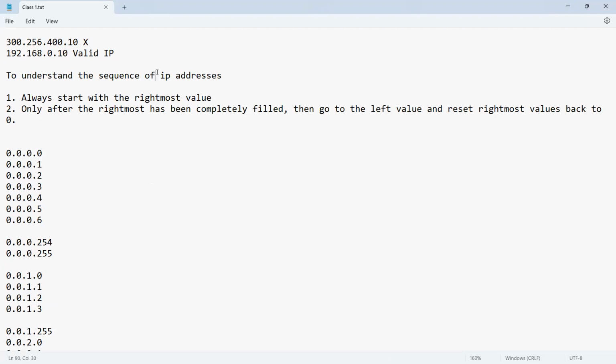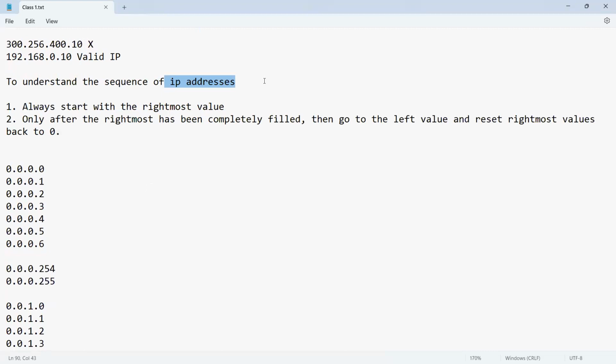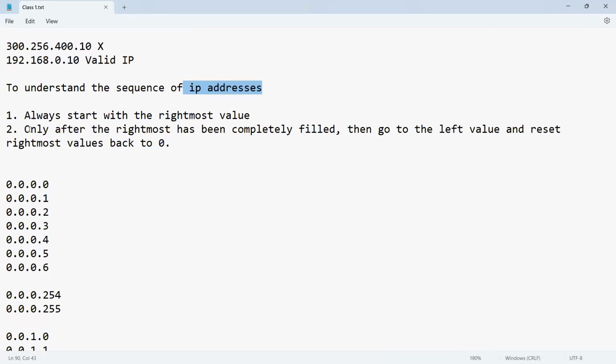Okay. So firstly, when we talk about the sequence of IP addresses, there are two simple rules to understand the sequence. Rule number one is we always start with the rightmost value. What I mean by that is if this is the first IP, 0.0.0.0, the next IP would be 0.0.0.1. So the rightmost value will always increment by one. So you have 0.0.0.1, after that 0.0.0.2, then 3, 4, 5, and so on, all the way up to 250, 251, 252, 253, 254, and 255.